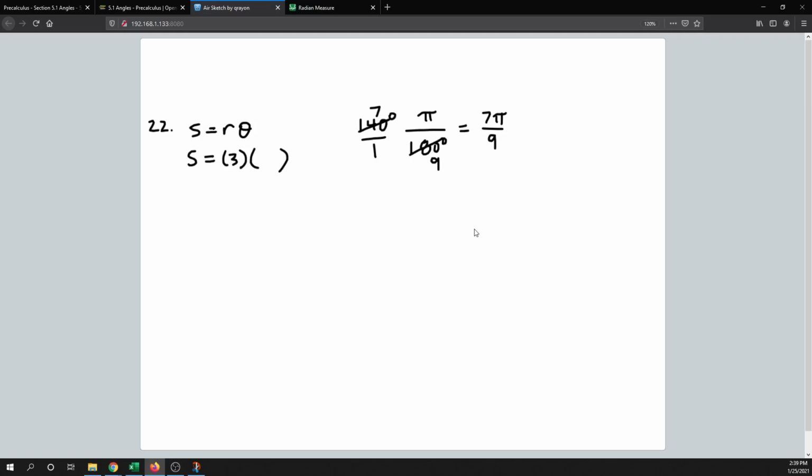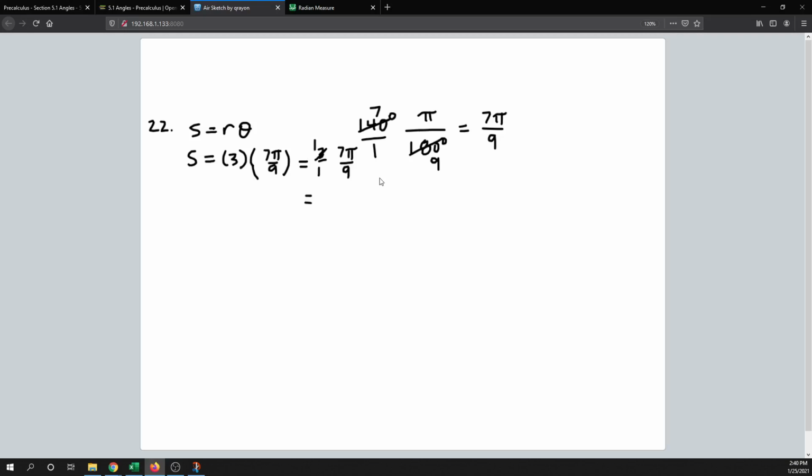All right, and so the radian measure of 140 degrees is 7 pi over 9. So that goes in here. And then we just need to multiply those. So that is going to be 3 over 1 times 7 pi over 9. You can either multiply and reduce, or I'm just going to go ahead and reduce and then multiply.